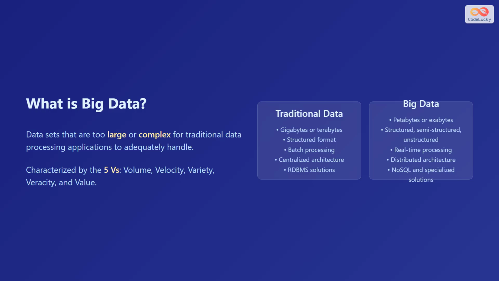It is characterized by the 5 Vs: volume, velocity, variety, veracity, and value. On the right, you will find a comparison between traditional data and big data. Traditional data typically involves gigabytes or terabytes, structured formats, batch processing, centralized architecture, and relational database management system solutions. Big data, on the other hand, often involves petabytes or exabytes, structured, semi-structured, and unstructured data, real-time processing, distributed architecture, and NoSQL and specialized solutions.